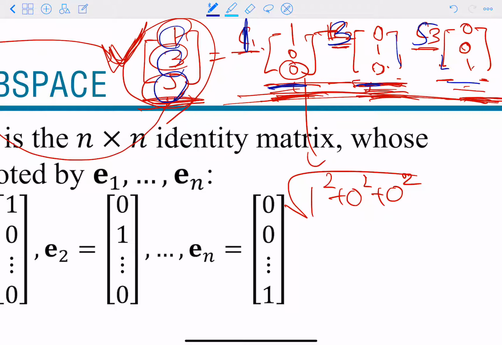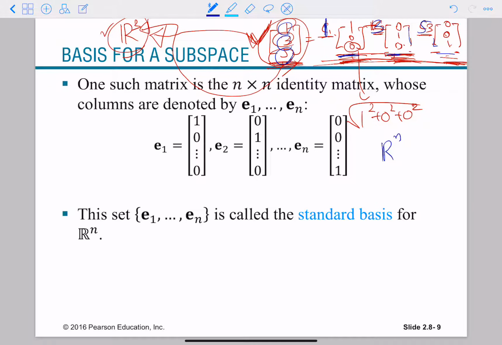So in this case, we can consider, for example, the entire space Rn as a particular subspace, and the simplest form of a basis is called the standard basis, which is represented as 1, 0, 0, 0, and 0, 1, 0, 0, and so on, all the way to 0, 0, 0, 1. Any vector will be represented as a linear combination of these basis vectors.